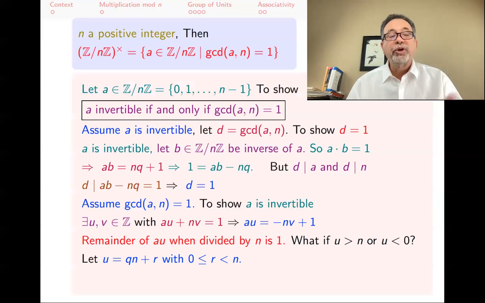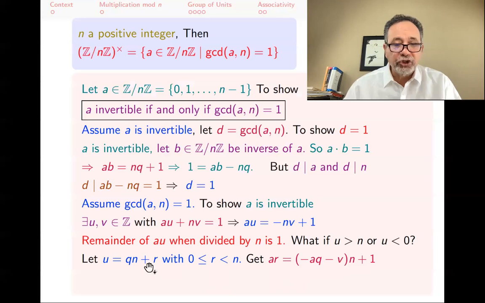In other words, take U divided by N, and you get a quotient and a remainder by the division algorithm. So do that. That remainder is going to now work. If you just multiply this by A and solve for AR, you get AU minus AQN. And instead of AU, you put minus NV plus 1, and you combine terms, and A times R is going to be minus AQ minus V times N plus 1.